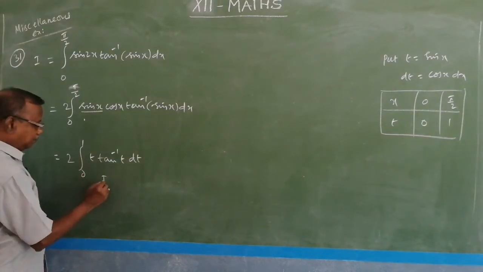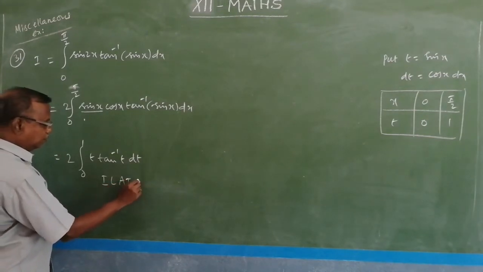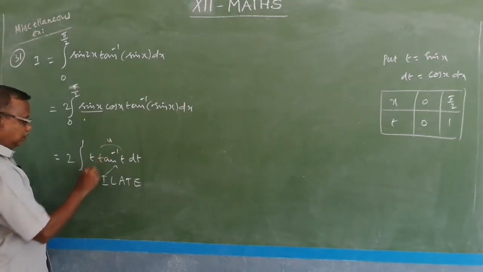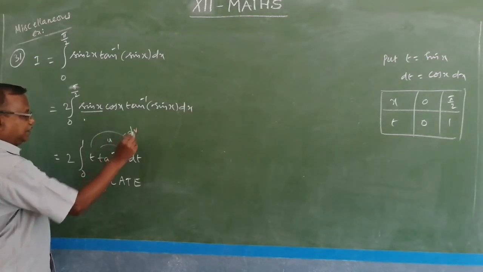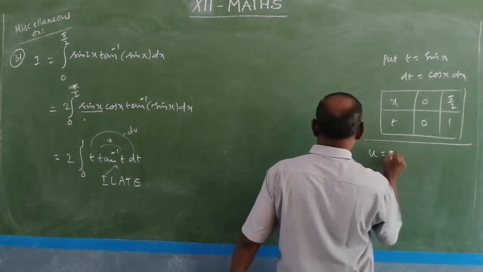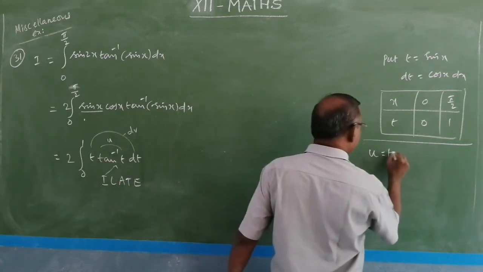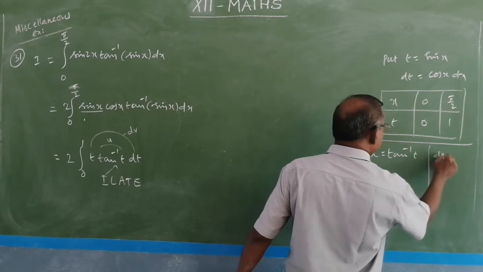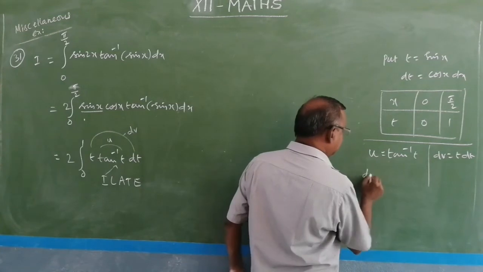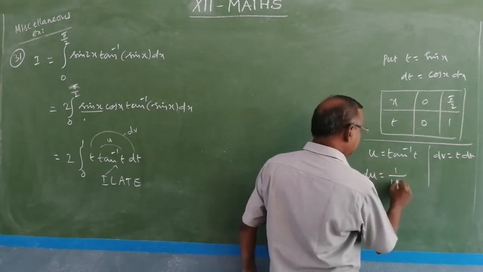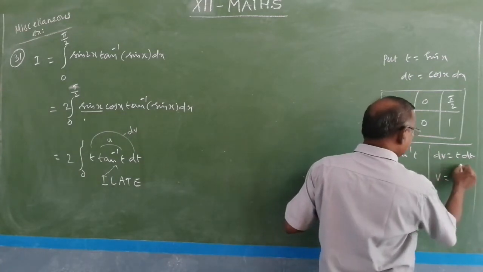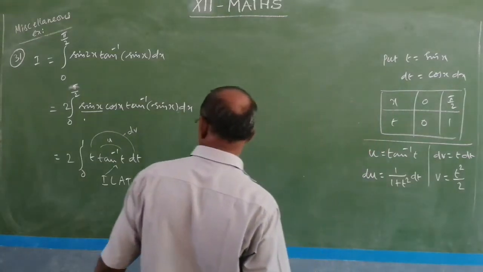According to the preference ILATE, which I already told you, inverse trigonometry comes first. So this part can be taken as u, and t into dt will be dv. Take u equal to tan inverse of t, and dv equal to t into dt. We differentiate u, so du equals 1 by 1 plus t square into dt, and integrating dv we have v equal to t square by 2.